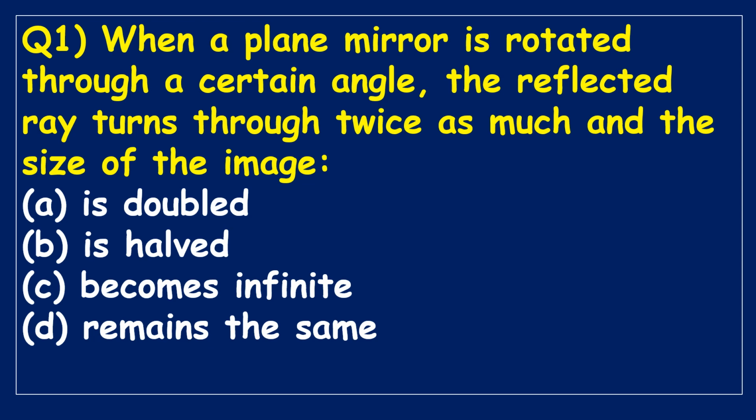So here is our first question. When a plane mirror is rotated through a certain angle, the reflected ray turns through twice as much, and the size of the image. Option A, the size of the image is doubled. Option B, it is halved. Option C, it becomes infinite. Option D, it remains the same.